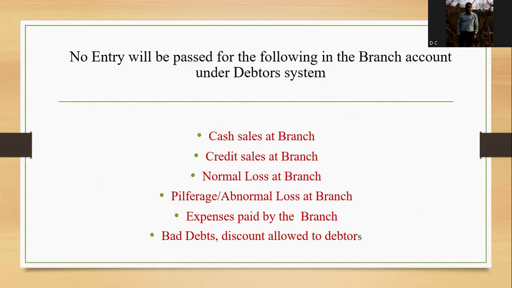And bad debts, discount allowed, etc., are related to debtors only, and a debtor is a third party. Bad debts are related to third party, discount allowed related to third party. So these third-party transactions will never appear under the branch account under the debtor system. So these are the discussions of the branch, the theoretical part only. This is part one. This is all about the branch account, only debtor system.